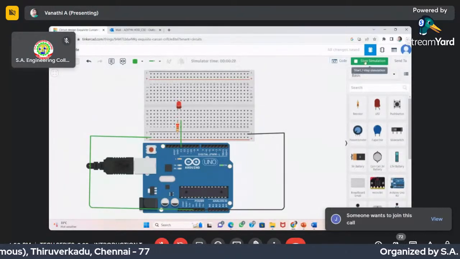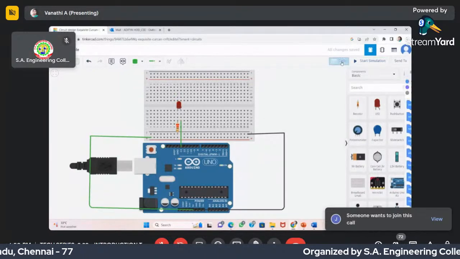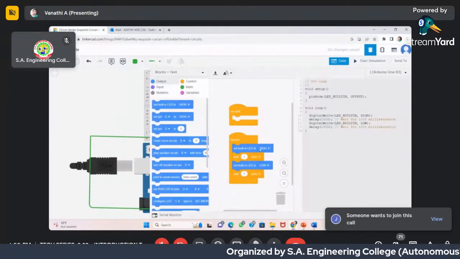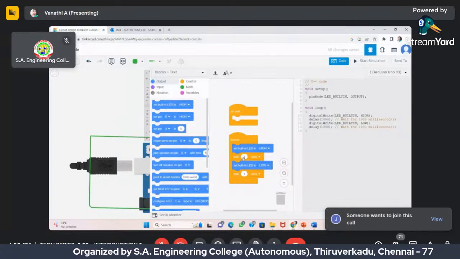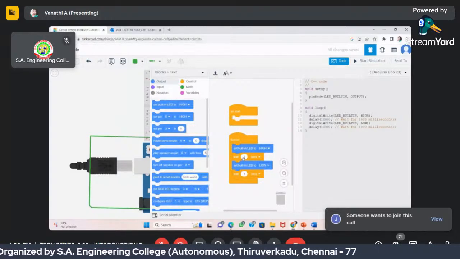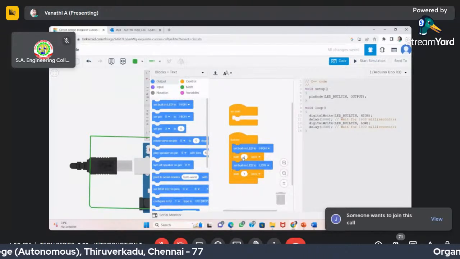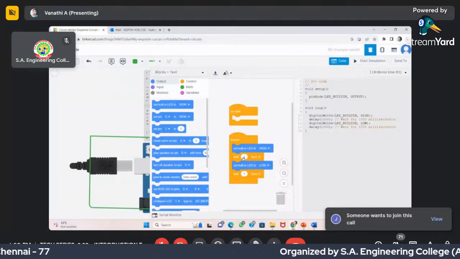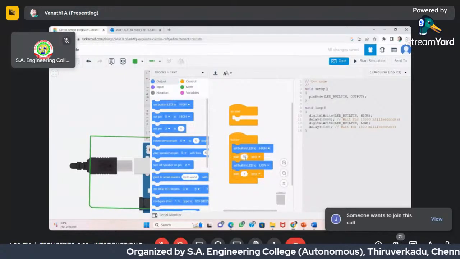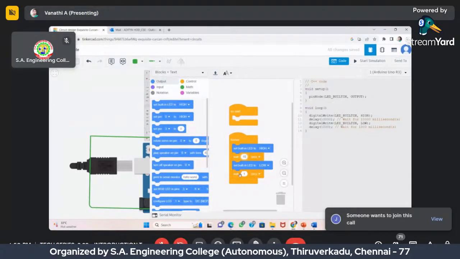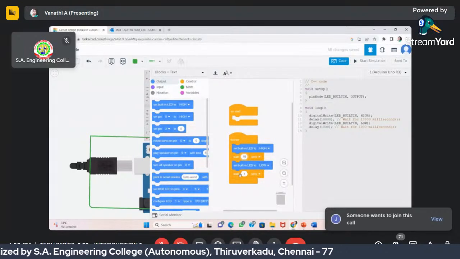Now I want to change the timing between the switch on and switch off. So you can see I just stop the simulation and go to the code again. Here you can see it has been given 1 second, right? Forever means it is continuously repeating. The LED will be high for 1 second, then low for 1 second, and again high. Now I'll increase the time. I am giving 10 seconds for high and 1 second for low. You can see the simulation here.